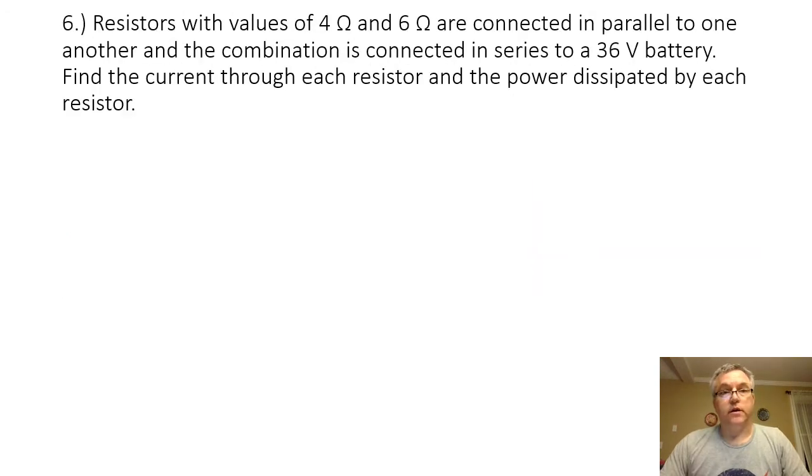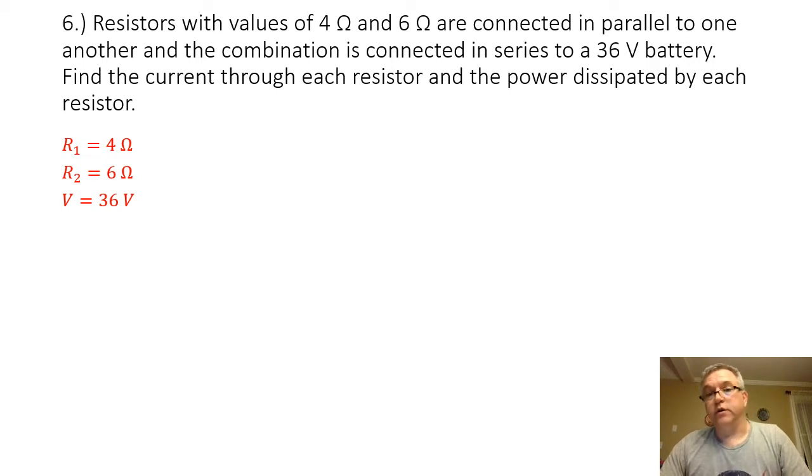Problem 6. Resistors with values of 4 ohms and 6 ohms are connected in parallel to one another, and the combination is connected in series to a 36-volt battery. Find the current through each resistor and the power dissipated by each resistor.